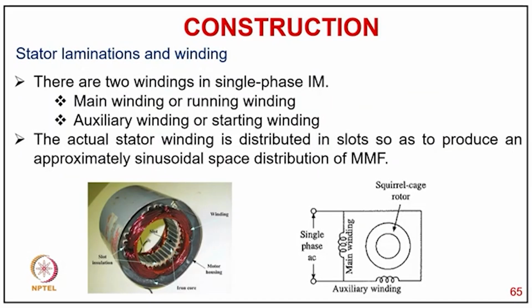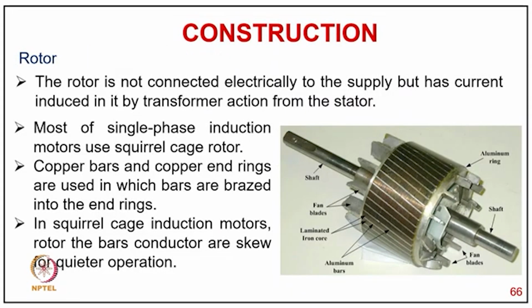So now coming to typically the winding. There are two windings in single phase induction motor, main winding, or we also call running winding, as you can see in the diagram as well as in the photograph of the motor part. And then the actual stator winding is distributed in slots to produce approximately sinusoidal space distribution of flux. So you have a main winding and auxiliary winding here, as you can see.